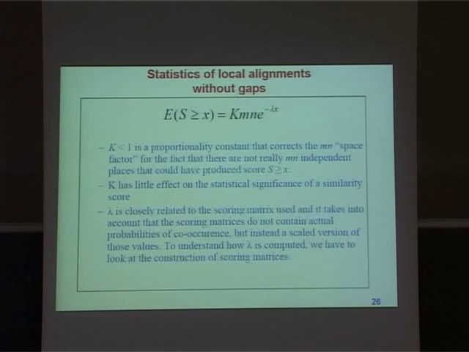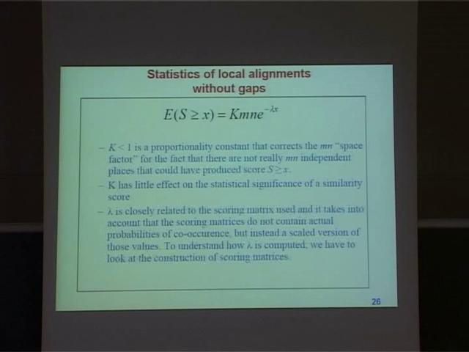It's a proportionality constant that corrects the mn space factor for the fact that there are not really m times n independent places that could have produced a score greater than x. And K has little effect on the statistical significance of a similarity score. It's a constant. But lambda is really important. It's found from the scoring matrix that is used. It's specific to the BLOSUM matrix or PAM matrix. It has different lambda values.